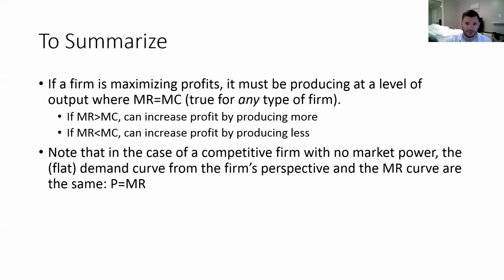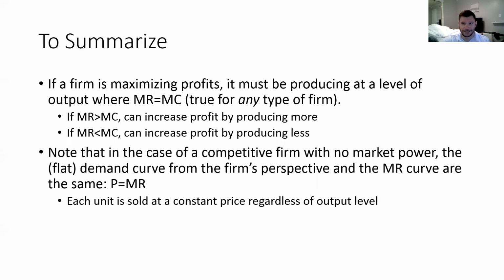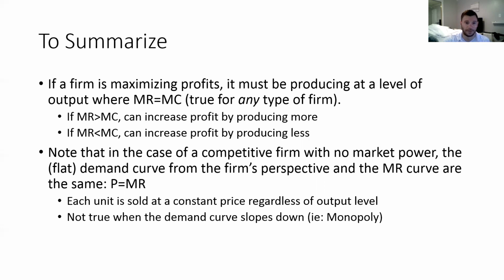Note that in the case of a competitive firm, when we didn't have any market power, the demand curve was completely flat from the firm's perspective. So even if it produced a little or a lot, it was not able to influence the market price. And because of that, the price and the marginal revenue in the case of a competitive firm wound up being the same. The demand curve and that marginal revenue curve were both right on top of each other. And this was a consequence of each unit being sold at a constant price. If the demand curve had sloped downwards, which it does when a firm has market power, which we'll look at in a minute, then the MR curve and the demand curve are not necessarily the same. And we'll have to be careful about that.